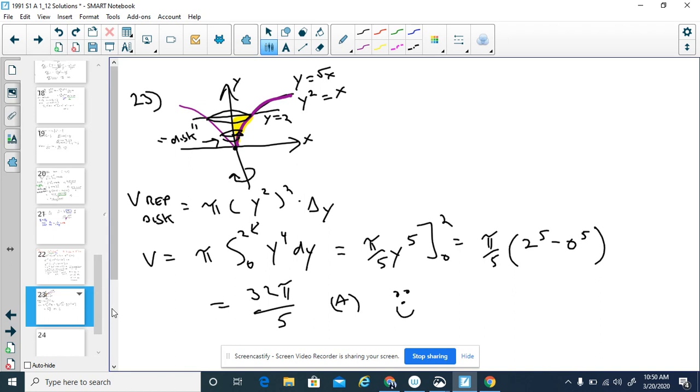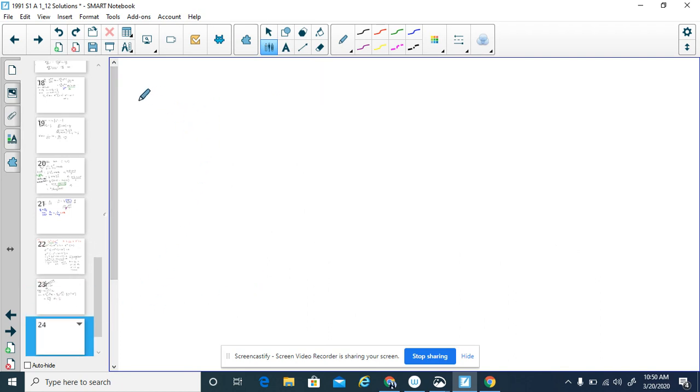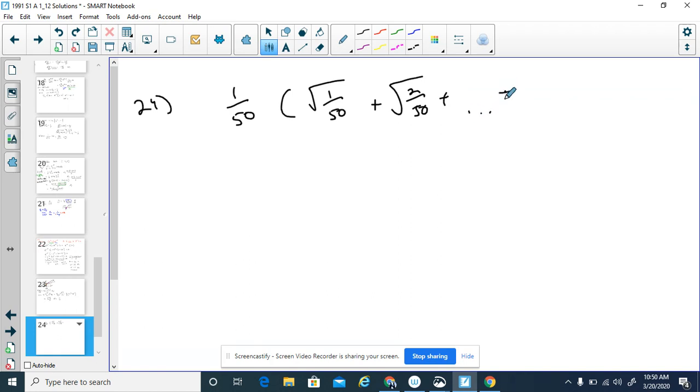24. All right, so 24 is a little bit of an annoying question, but we'll do it. All right, so I'm going to write what they have here. So you have radical 1/50th plus radical 2/50ths plus radical 3/50ths plus dot, dot, dot, radical 50 over 50. And it said it's a Riemann sum approximation for.